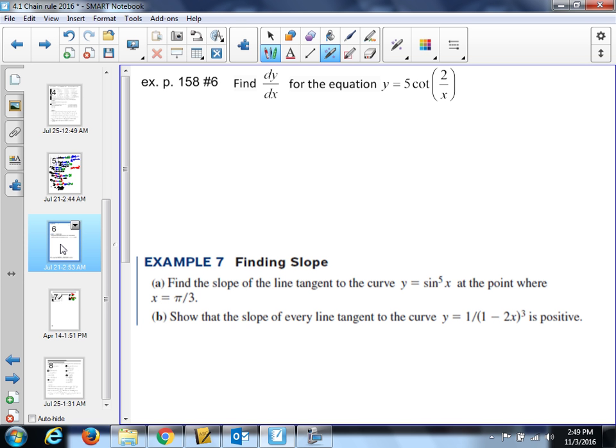Here's one from page 153, number 6 from the assignment. Find the derivative for this equation. Now, before you do any calculus, I would suggest you rewrite this. The 5 cotangent part, just leave as 5 cotangent, right? What's a better way to rewrite the inside so you don't have to involve the quotient rule? 2 over x is x to the -1. Okay, 2x to the -1.